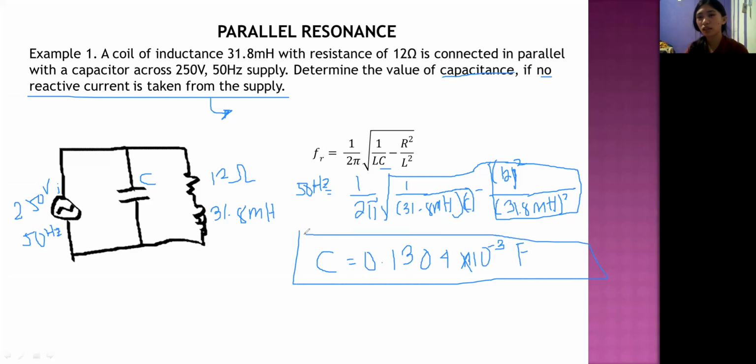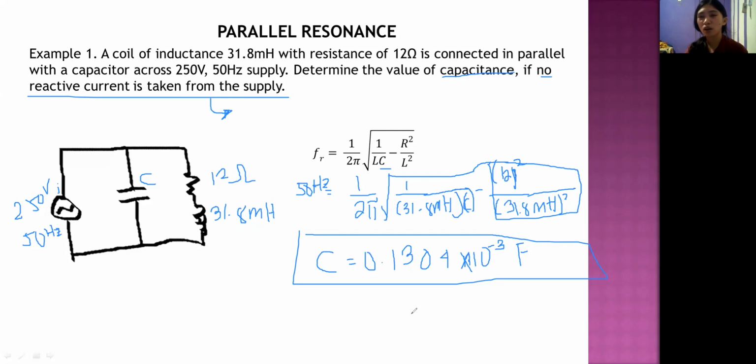So why do I consider it just a simple problem for the parallel resonance? It's because this problem I find unique because of what is stated: that if no reactive current is taken from the supply, which then simply implies that this is a parallel resonance problem.